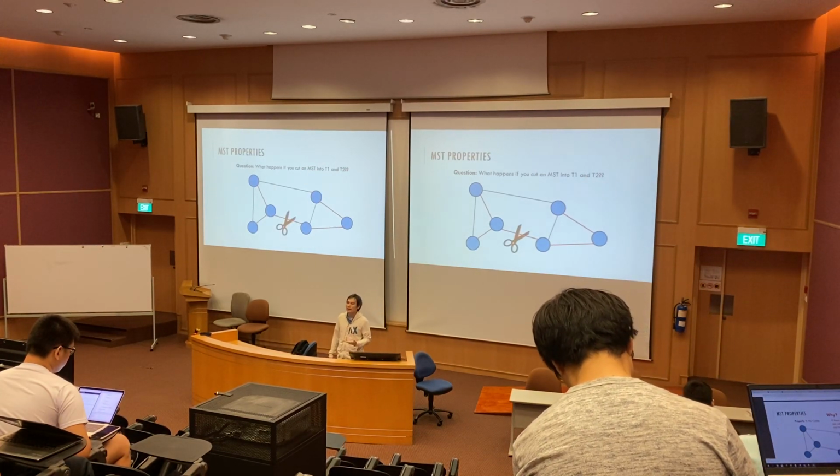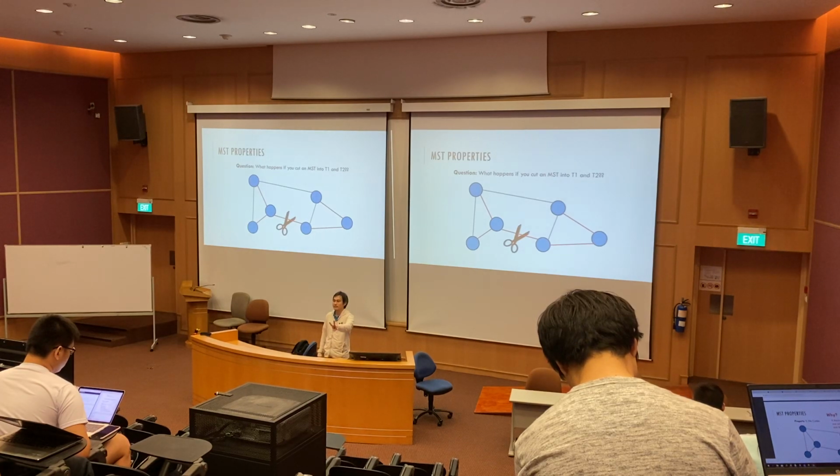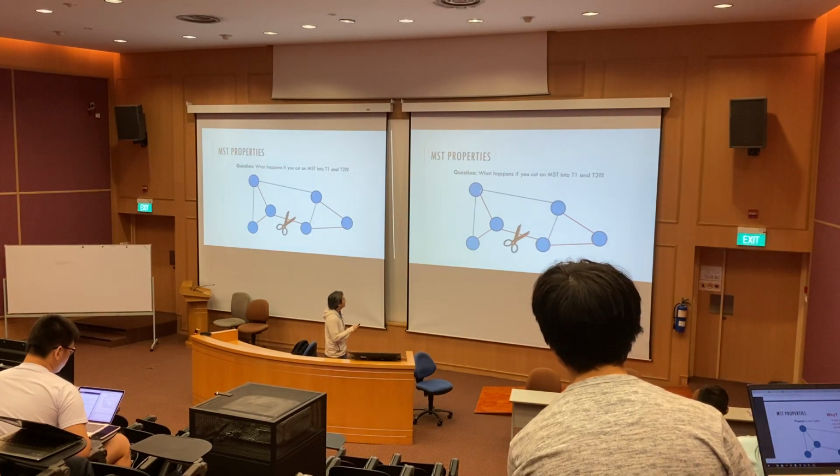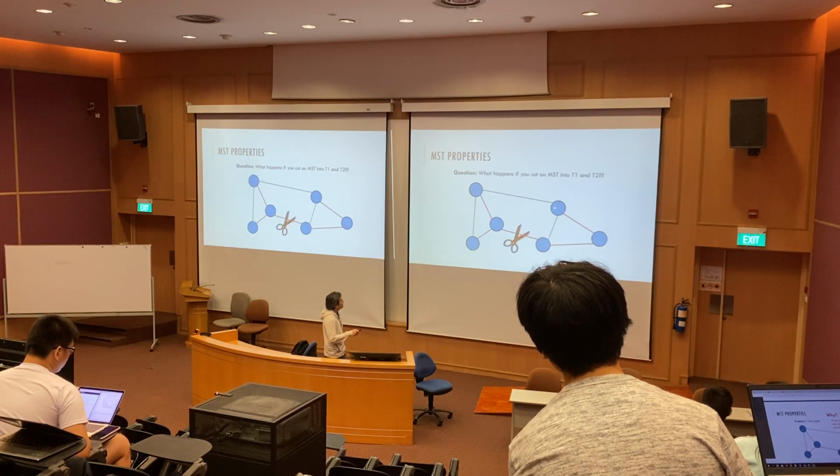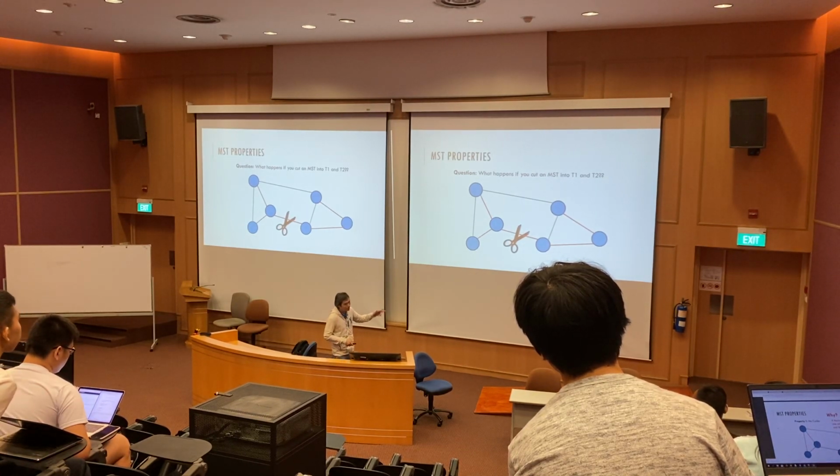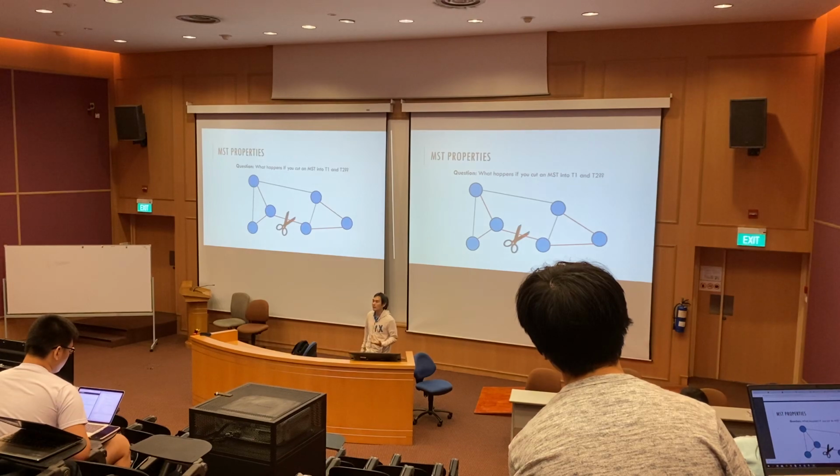What happens if you cut the MST into two parts? Okay, so I have this MST. The MST is the one shown in red. Okay? And I cut this edge. So I remove that edge. What happens? What do you think happens when I do that? What can you say about this part and this part?